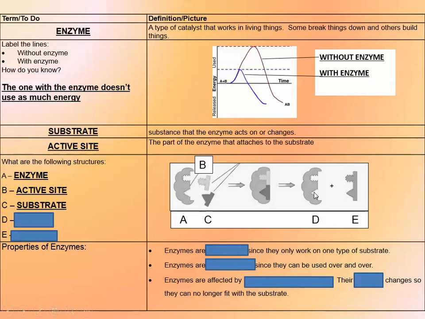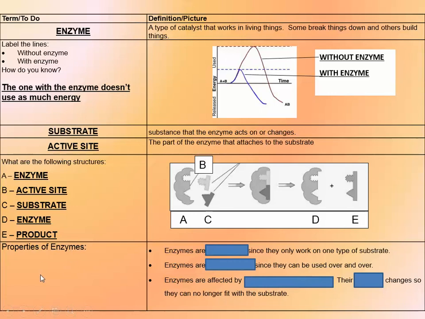Then D is going to be the enzyme again. So this is going to be a chemical reaction, right? The substrates bind into the enzyme, and then under the chemical reaction, they're going to form a product, E. So here we have two smaller substrates forming into a larger product.